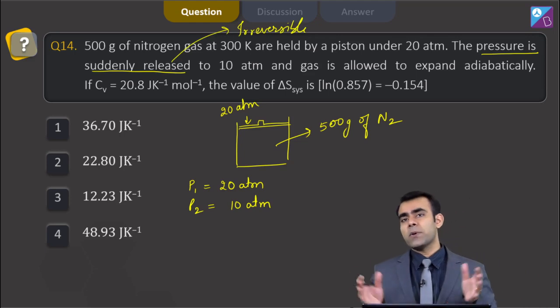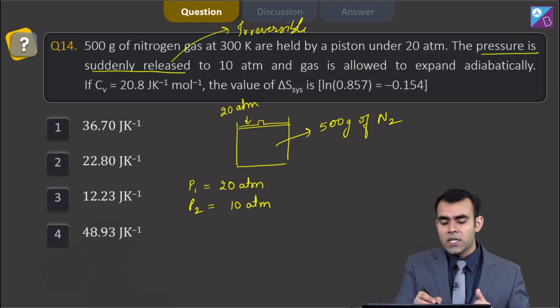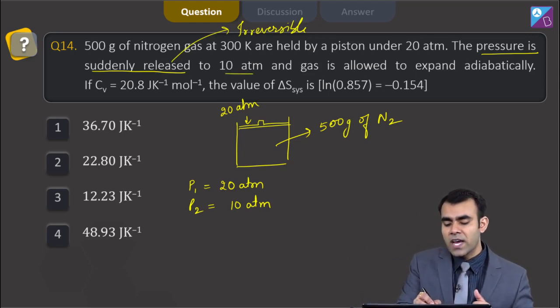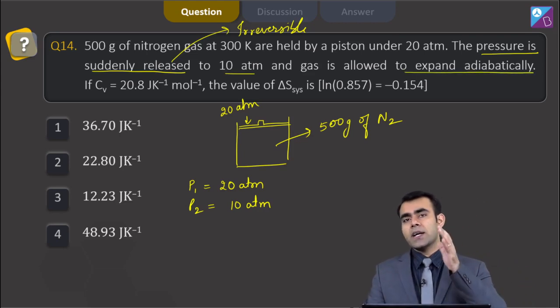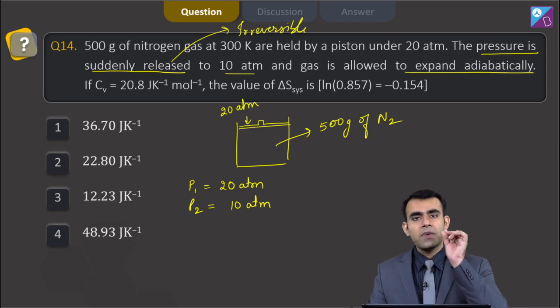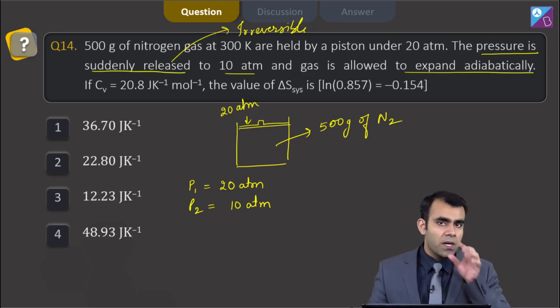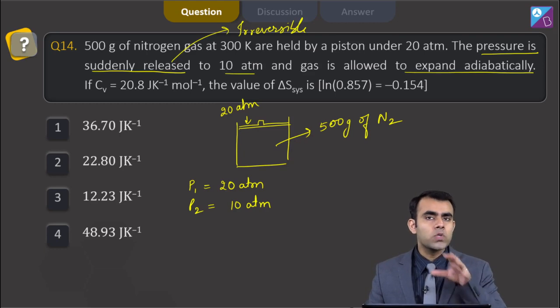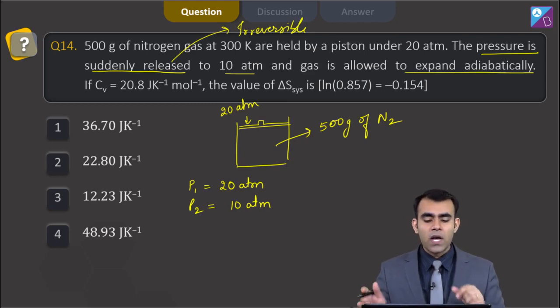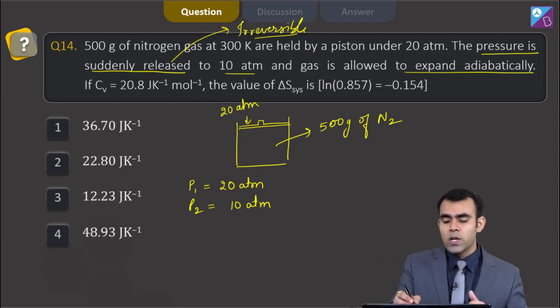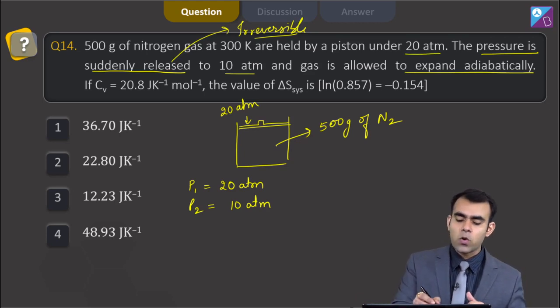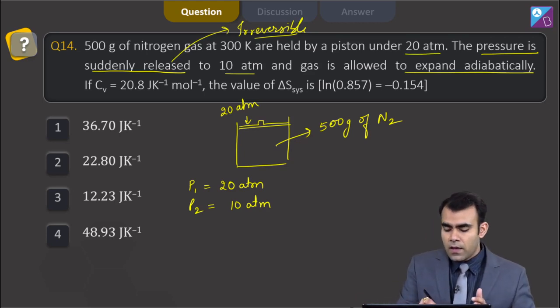It is not reversible, because here we are saying that it is released suddenly to 10 atm and the gas is allowed to expand adiabatically. If it were reversible, then we could use PV^γ equals constant, but here we cannot use those relations, because my process is irreversible. Now I know the initial pressure, the final pressure, and the initial temperature, which is 300 Kelvin.